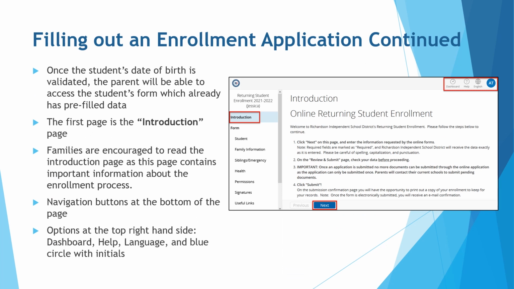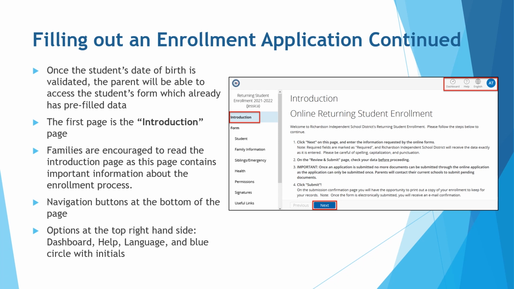Once the student's date of birth is validated, the parent will be able to access the student's form, which is already pre-filled with the student's data. The first page is the introduction page. Families are encouraged to read the introduction page, as this page contains important information about the enrollment process, such as how to navigate the form, what documents are needed to enroll, or that once an application is submitted, no more documents can be submitted through the online application, as the application can only be submitted once.